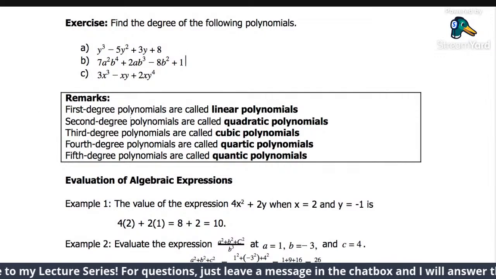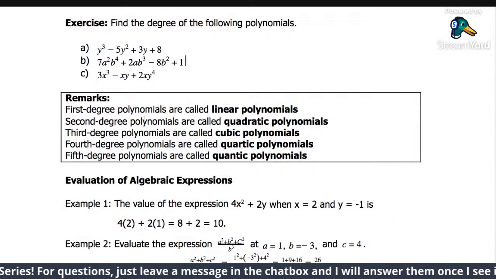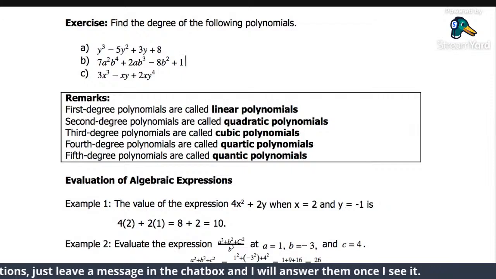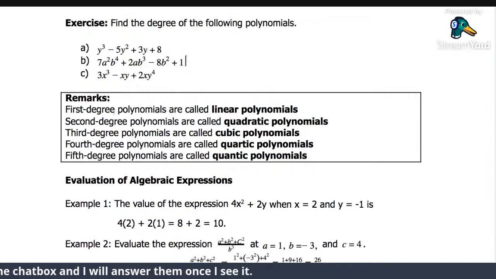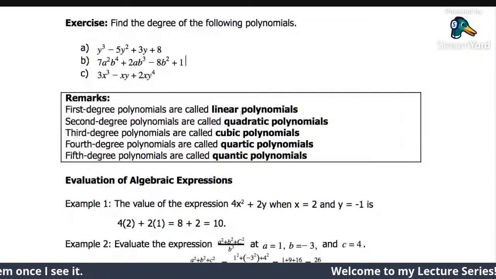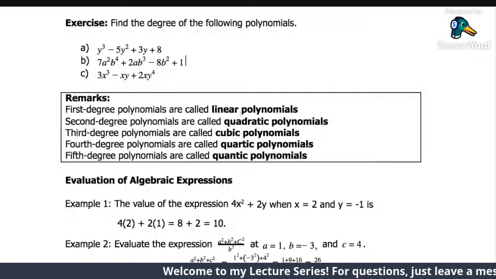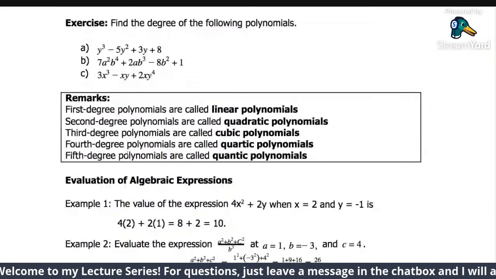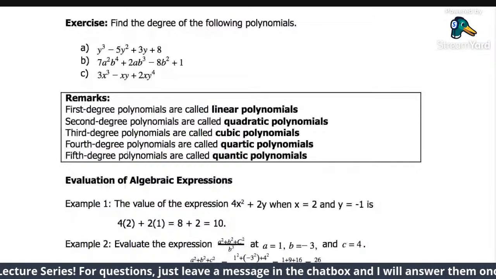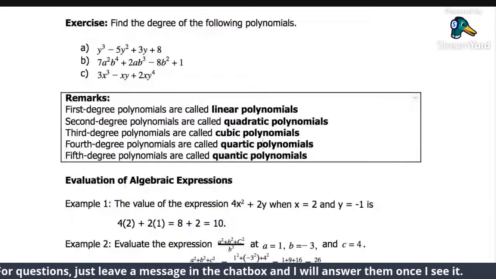First degree polynomials are also called linear polynomials. Yeah, you also got the correct answer. It's 5. Second degree polynomials are quadratic polynomials. Third degree polynomials are called cubic polynomials. Fourth is quartic. And fifth is quintic. Okay, and so on.